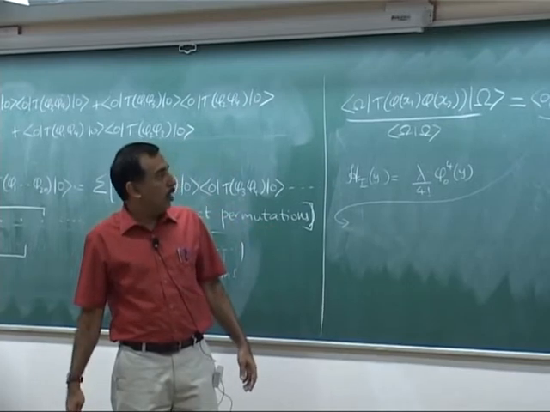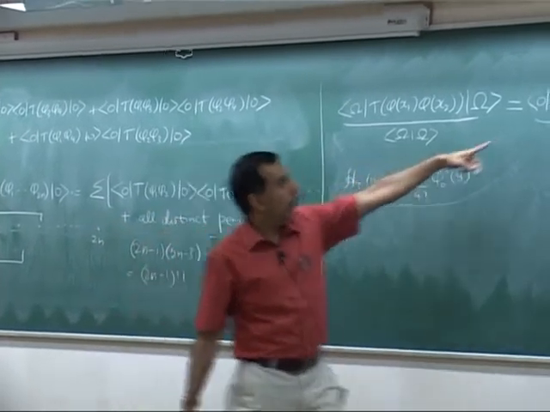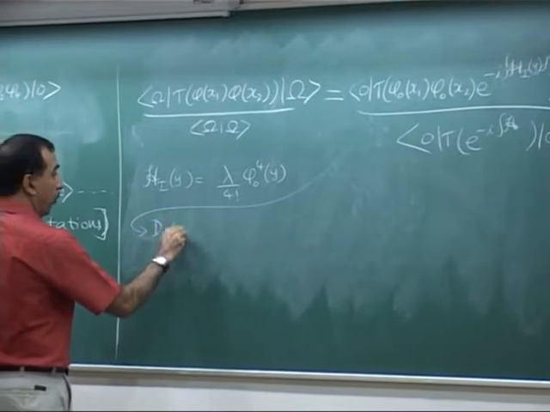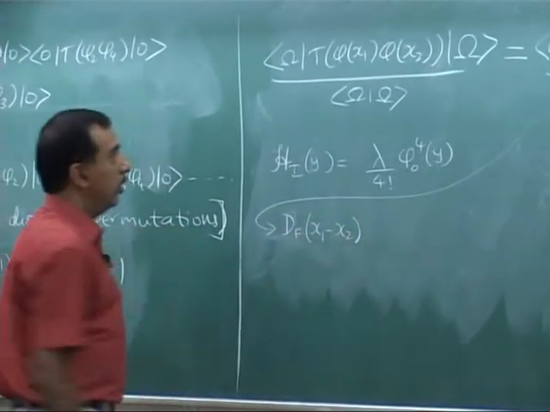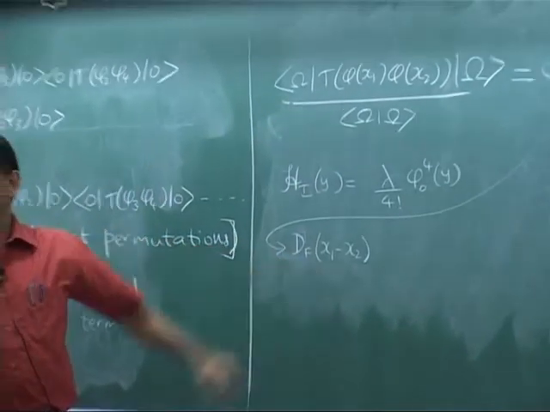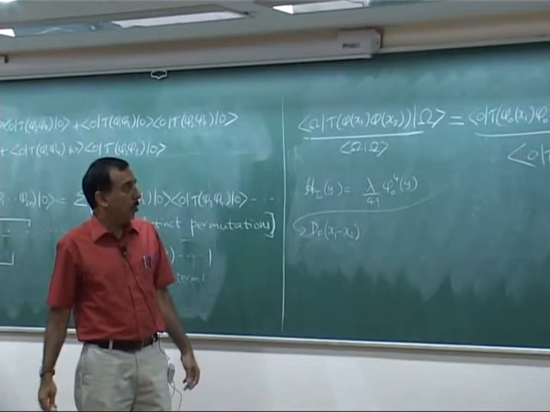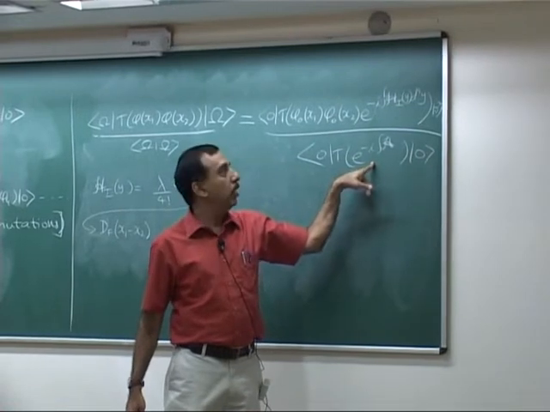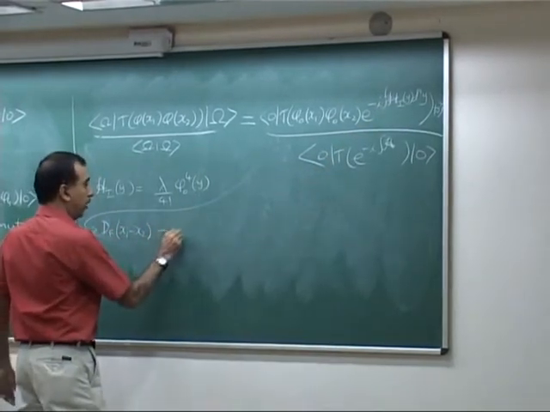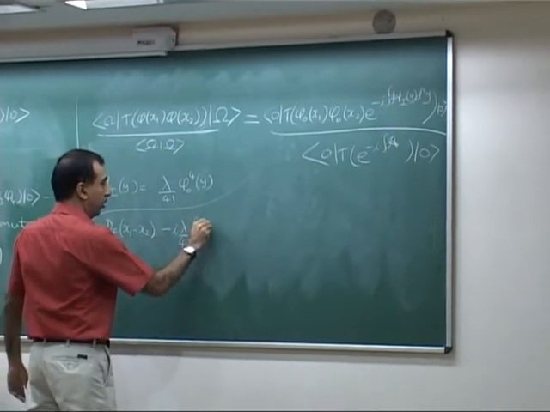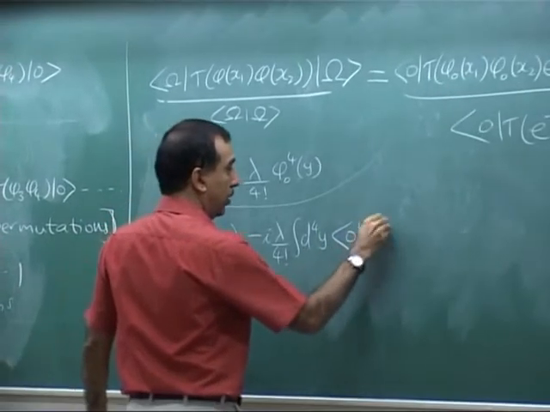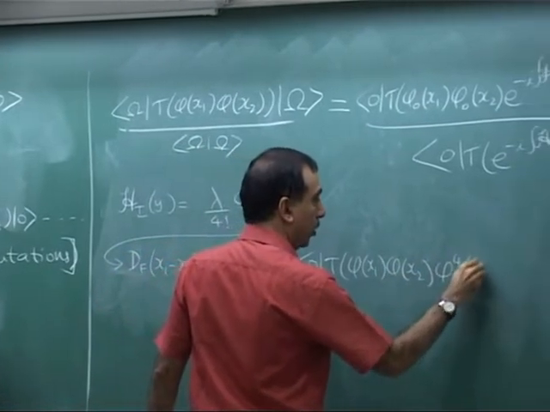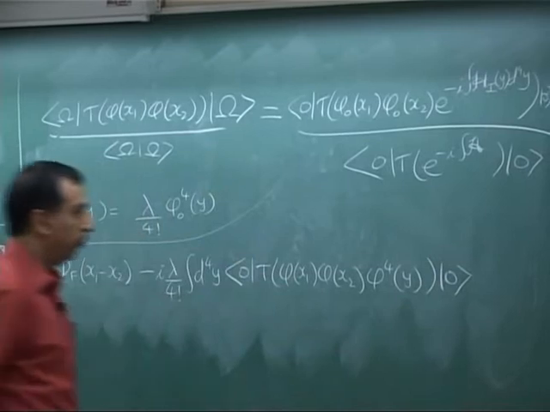So this is it. To lowest order in lambda, those two are absent, and we get <0|T(phi naught x1, phi naught x2)|0>. So I'll write that simply as D_F of x1 minus x2. So we learn that the first term of this is the free propagator, as we expected. What's the next term? The next term is when I pull down either this or this to first order in lambda. So let's pull down this one. Minus i lambda by 4 factorial integral d^4 y, then <0|T(phi at x1, phi at x2, phi to the 4th at y)|0>.